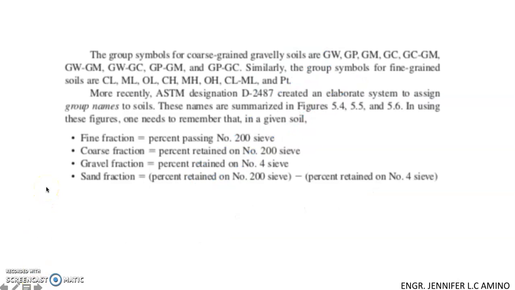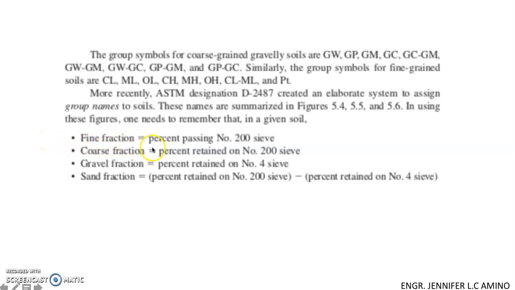Basically, these are the group symbols used for coarse-grained gravelly soil. Similarly, there are also group symbols used to identify fine-grained soil. Based on the ASTM designation, an elaborate system was created to assign group names to soil. Here are some of the summarized names for the USCS classification system.